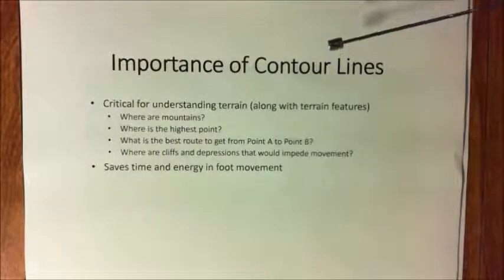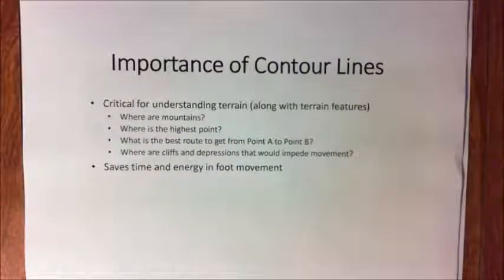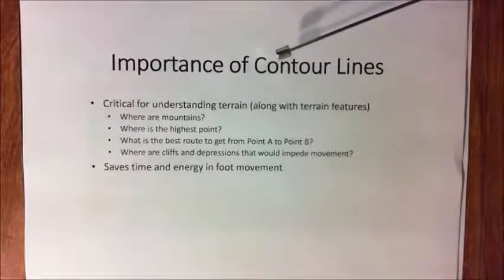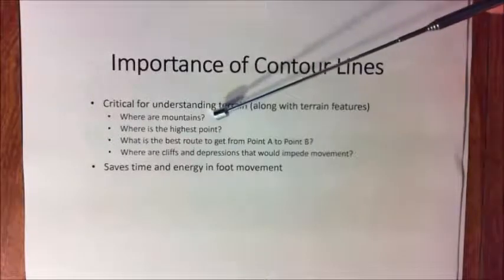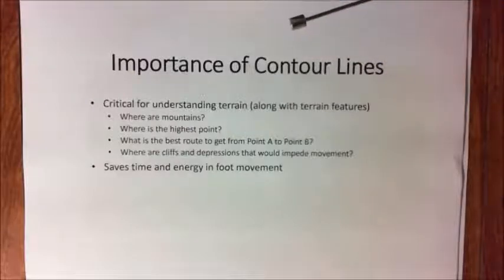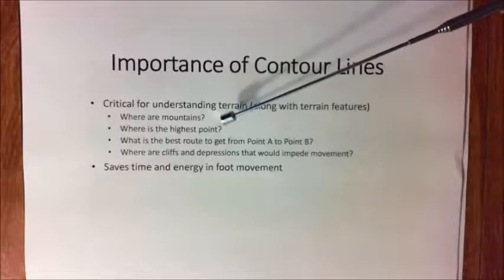Contour lines are critical for understanding terrain, the ground, and along with the terrain features, putting the two together, you can truly understand your operating environment and what's going on the ground and where are the best places to go. For example, using contour lines, which are just lines on a map, you'll see where are the mountains? Where are the valleys? Where are the spurs? Where are the ridge lines? Where is the highest point?